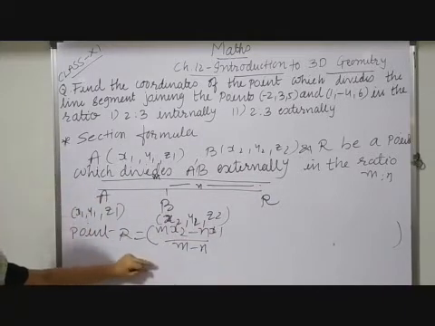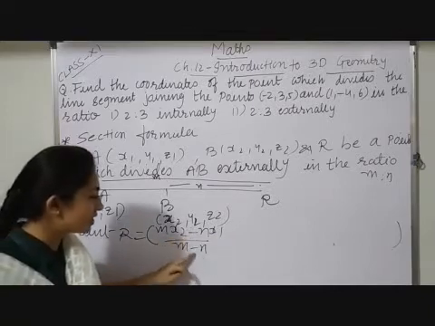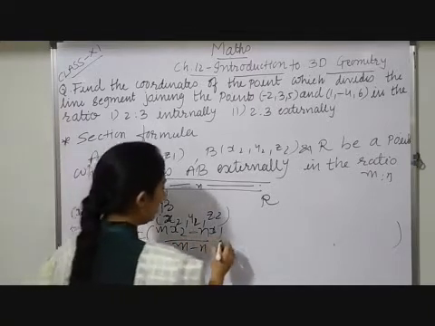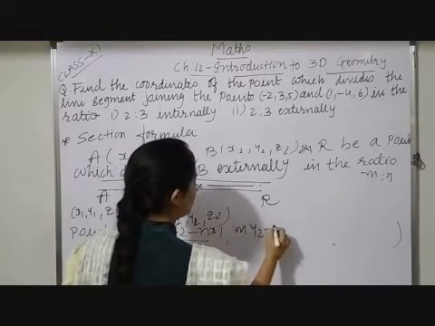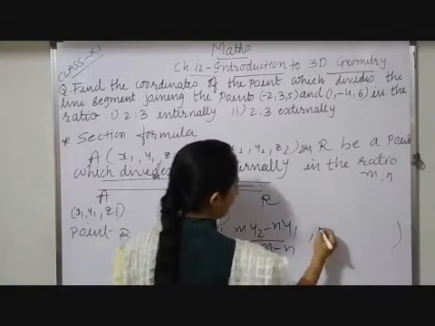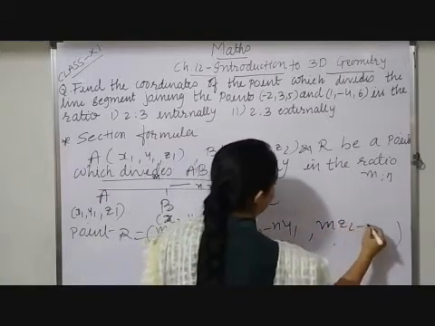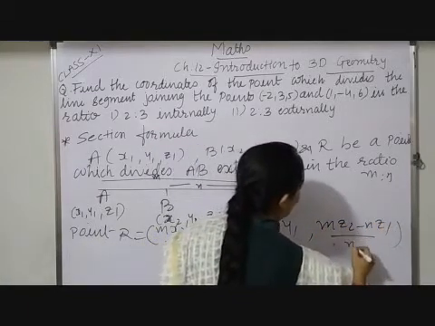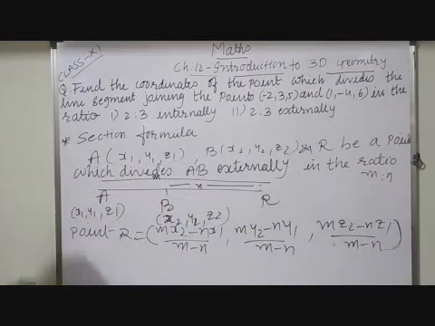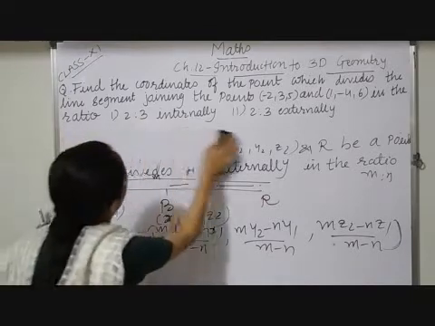Previously while we were doing internally, we were doing addition. Here we will do subtraction. Remaining everything will be as it is. So (my2 minus ny1) upon (m minus n). Last is (mz2 minus nz1) upon (m minus n). So you have to remember both these formulas. Now we'll solve this question using the section formula.